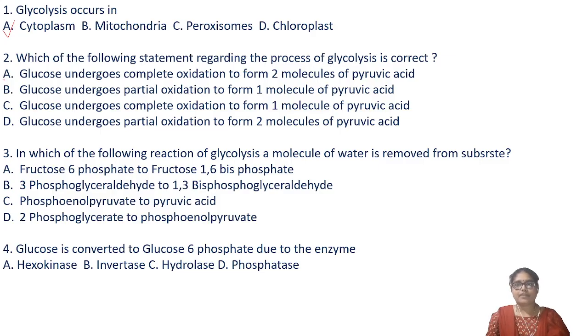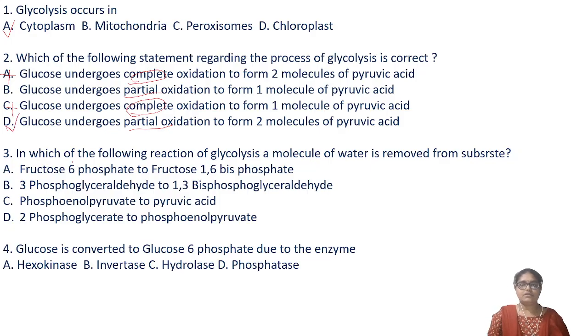So option A and option C are false. It is not a complete oxidation. It is a partial oxidation. From B and D, since we know that 2 molecules of pyruvic acid are formed, with partial oxidation and 2 molecules of pyruvic acid formed, not 1 molecule, then option D is correct.